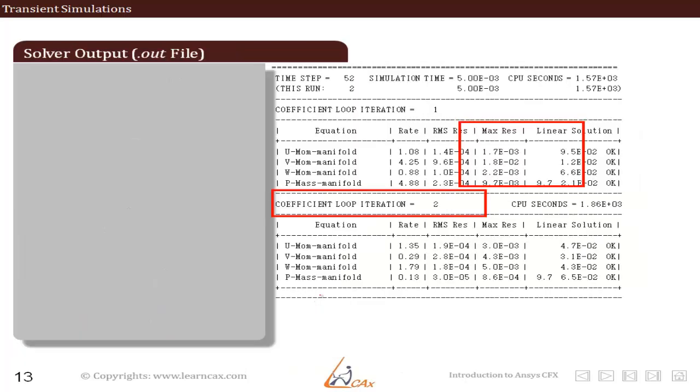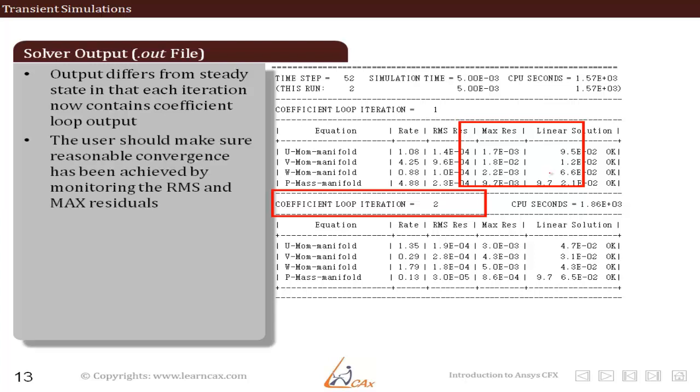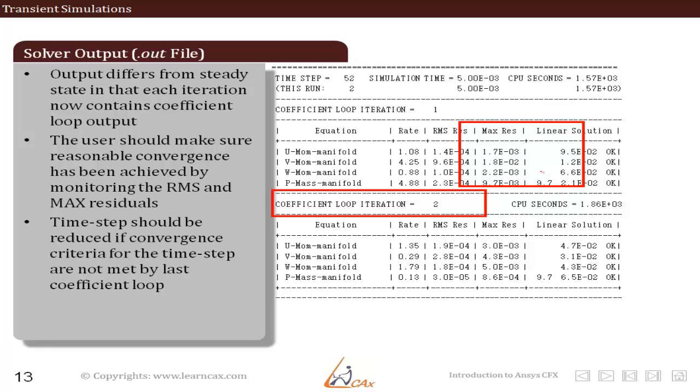Let us see how the solver output file in the CFX solver differs when we run a transient simulation. Output differs from steady state in that each iteration now contains coefficient loops. The user should make sure reasonable convergence has been achieved by monitoring the RMS and maximum residual for the coefficient loop iteration within one time step also. Time step should be reduced if convergence criteria for the time step are not met by the last coefficient loop.